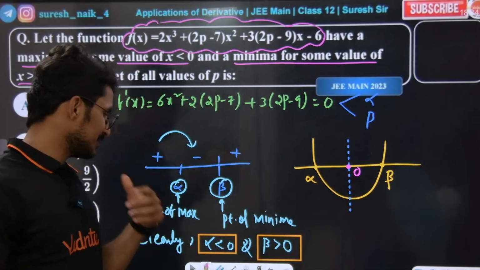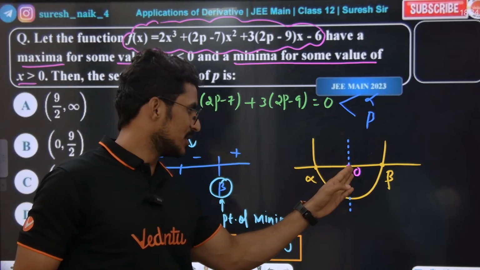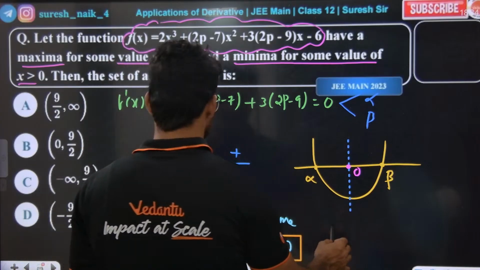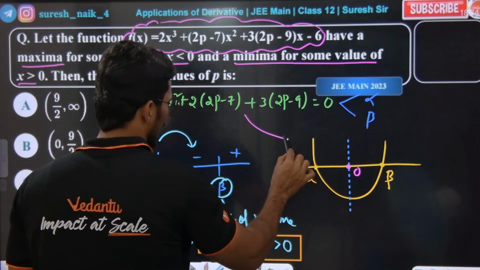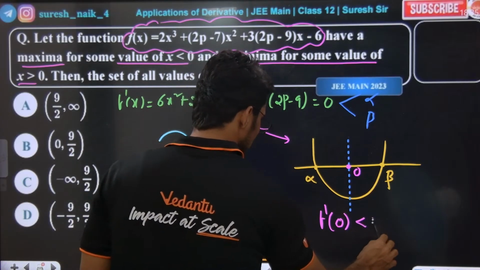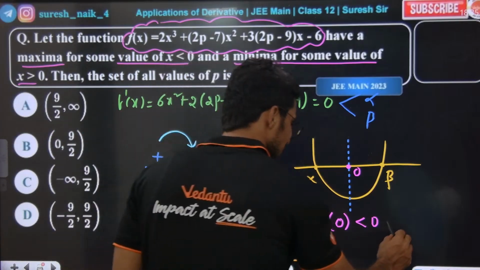Alpha is what, basically, less than 0. Okay? Alpha should be on the left side of 0, beta should be on the right side of 0. Guys, what is the necessary and sufficient condition for this? We are talking about f dash of x, right? So what is the necessary and sufficient condition? f dash of 0 should be less than 0, that's all. This is the necessary and sufficient condition.